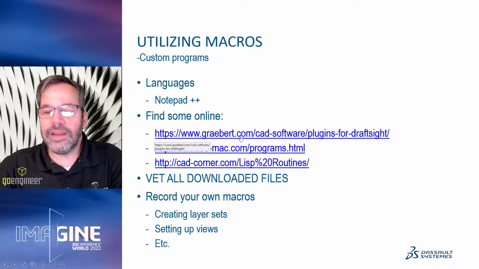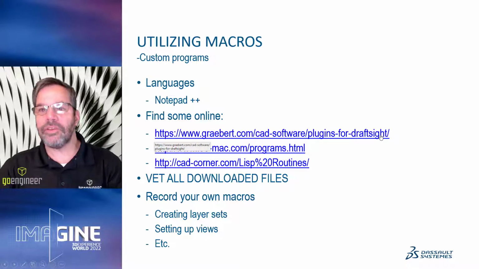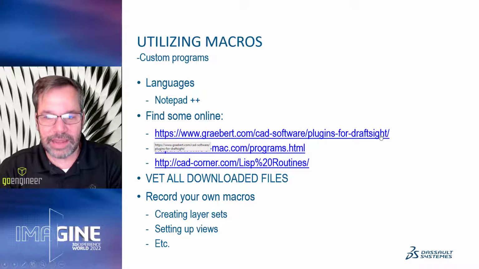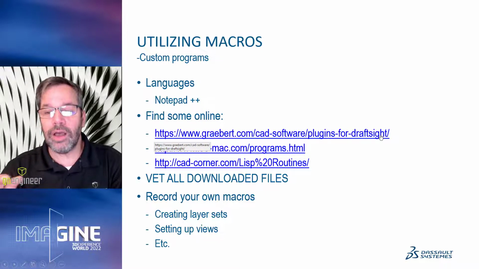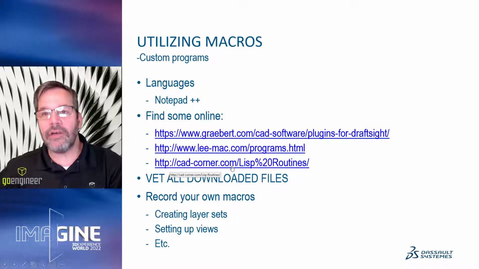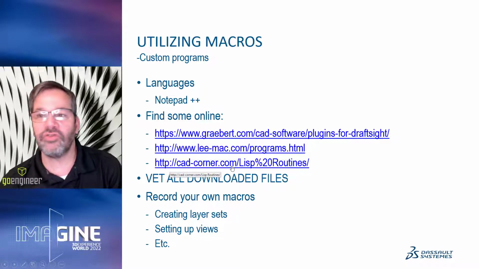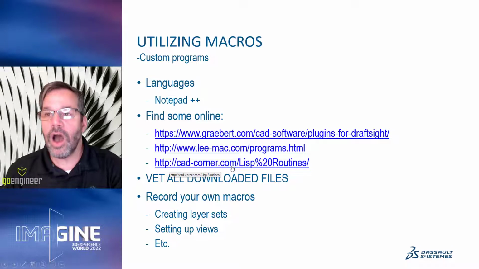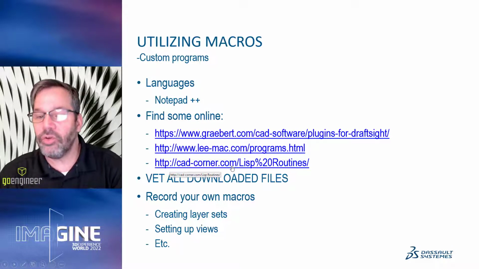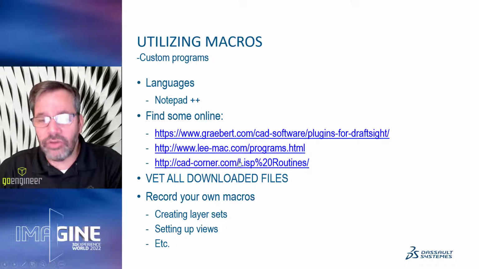Now this Graybert website is a company that actually creates plugins for SolidWorks. So it's a macro that's actually been compiled, and they're basically selling you an executable with an installation package. But they got some pretty cool add-ins for DraftSight. And then there's these 2 guys right here, leemac.com and cadcorner.com. They have literally hundreds of macros, Lisp routines, scripts, all sorts of crazy stuff. Even some tutorials and stuff on creating your own. But I do want to point out this. I use these guys all the time.